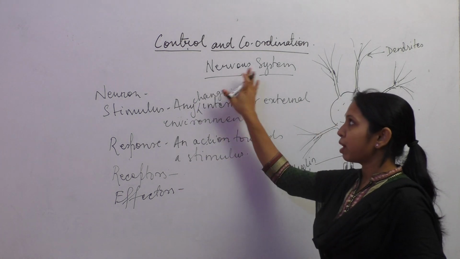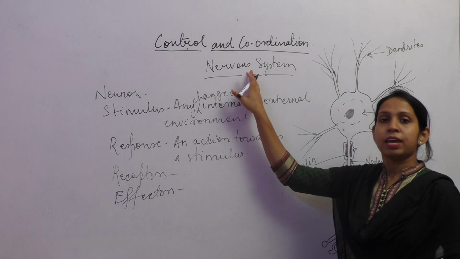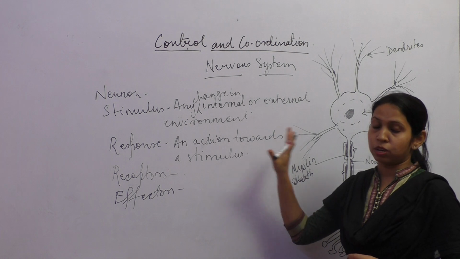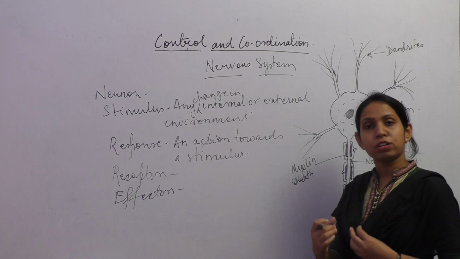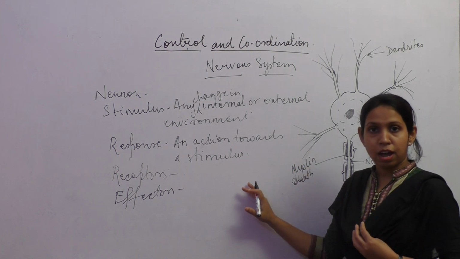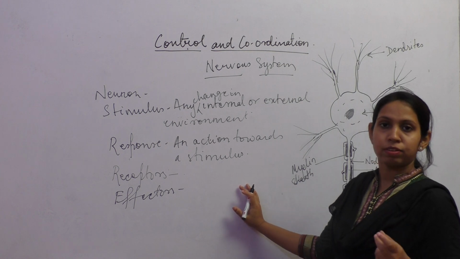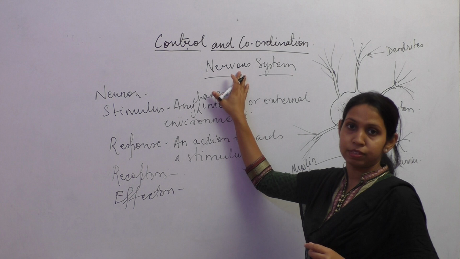Now, apart from that, what is the function of this nervous system? The nervous system helps in controlling all the body functions. It coordinates whatever functions are going on inside your body which are not under our control. Voluntarily, you don't have any control over these functions, so they are controlled by the nervous system.